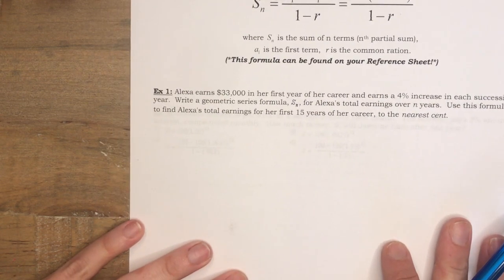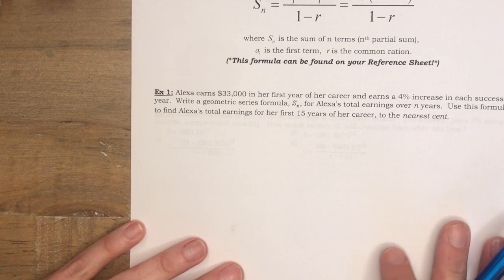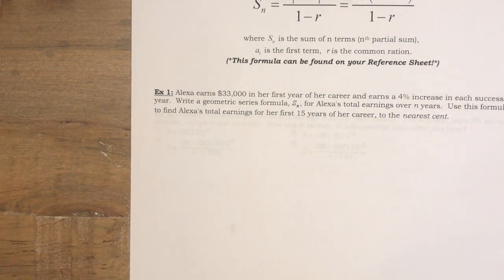Okay, so often these are going to ask you to write a formula as well. So Alexa earns $33,000 in her first year of her career and earns a 4% increase in each successive year. Write a geometric series formula S sub n for Alexa's total earnings over n years. Use this formula to find Alexa's total earnings for her first 15 years of her career to the nearest cent.